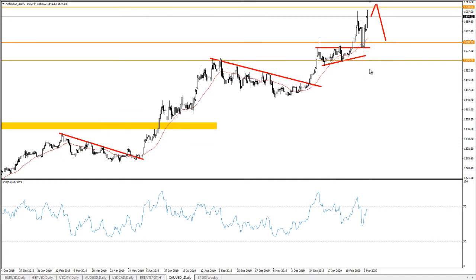But 1700, potentially a topping area. I would not be looking to buy up at these lofty levels. We certainly can push higher from here, but the risk to reward doesn't really favor a trade.